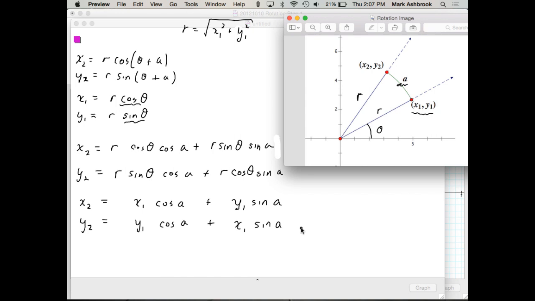Now I'm going to change the order of this. I'm going to line up the x1s here, and line up the y1s. So can I just change these? x1 sine A.